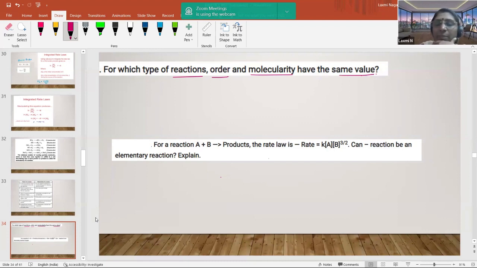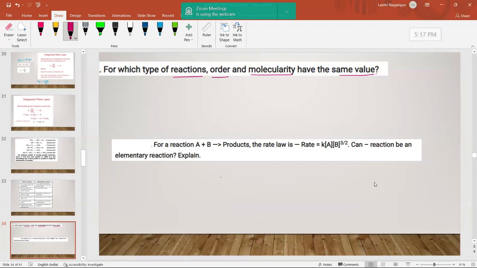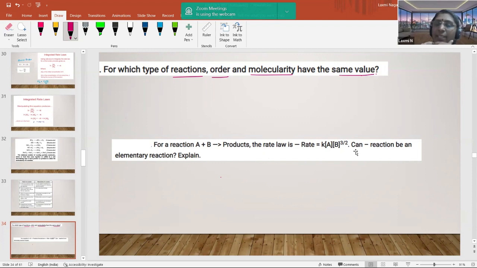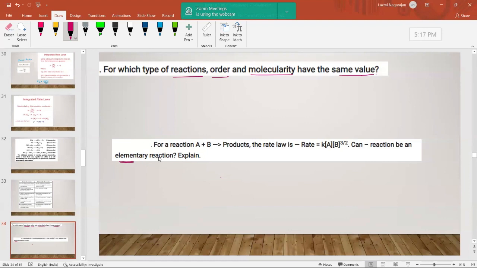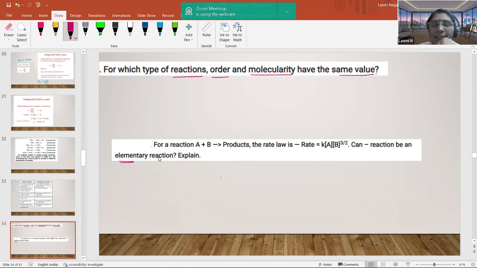Okay, what about this question, teachers? With respect to A, first order. With respect to B, 3/2 order. Can this reaction be an elementary reaction, teachers? No, madam. Why so, sir? Because if it is in a single step, this kind of fractional order will not come.